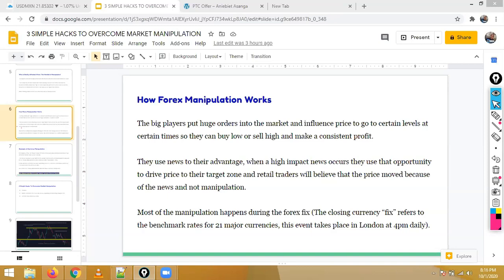So the hedge funds use this opportunity, this 4 p.m. currency fix period, to do their own manipulation. So let's say, for example, they have a client that wants to exchange cash and pay staff salary, or buy goods. They will inform other hedge fund traders, this is what is going to happen soon. We have this number of volumes coming in. So within that 4 p.m.